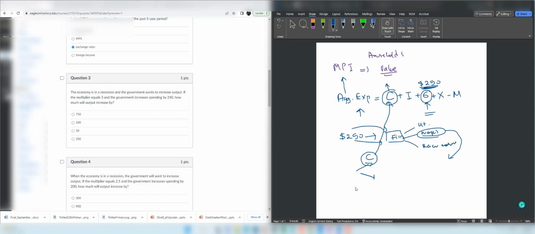Therefore, if there is an initial government spending, then the total change in aggregate expenditure is initial spending times the multiplier. And that is going to tell us how much the aggregate expenditure changes. That delta sign means change. So initial spending is 250 and the multiplier is 3. So aggregate expenditure, because of this multiplying effect, increases by 750. Therefore, the right answer is the first option.